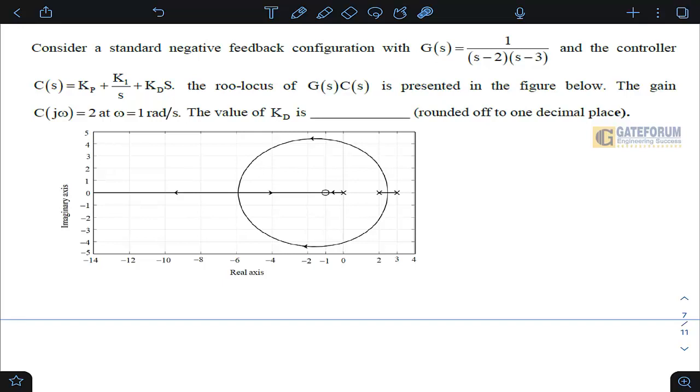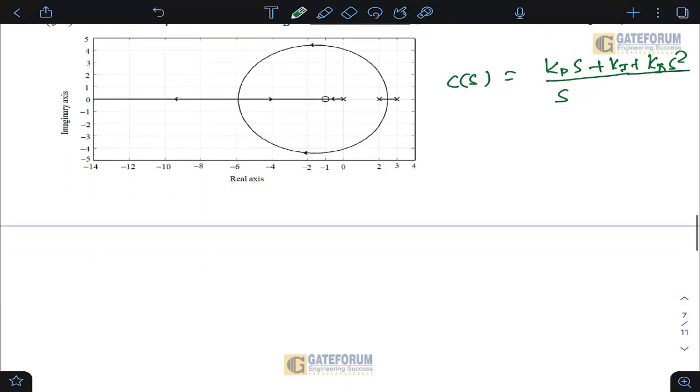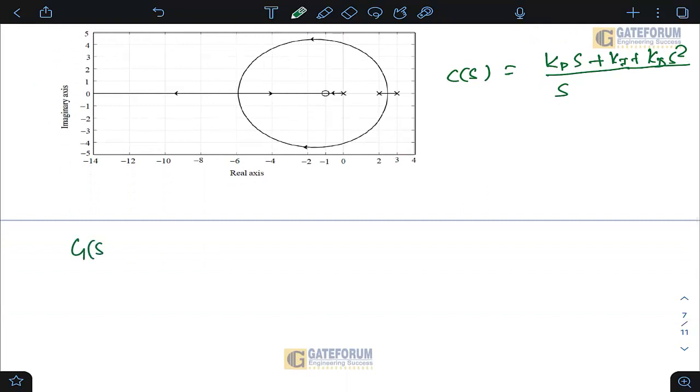So let us see. Students, this C of S, if I take LCM as S, I get this as KP S plus KI plus KD S square, all over S. So if I ask you what is this G of S into C of S, this is your KPS.